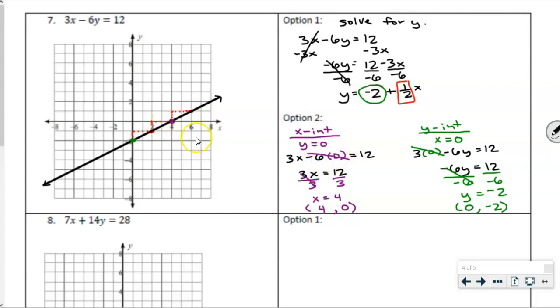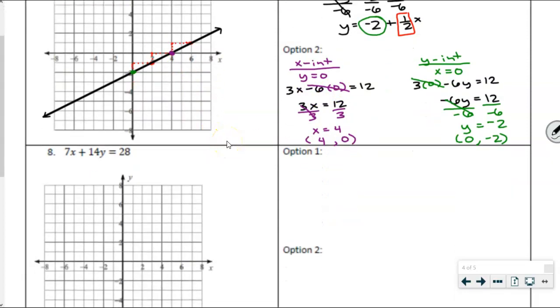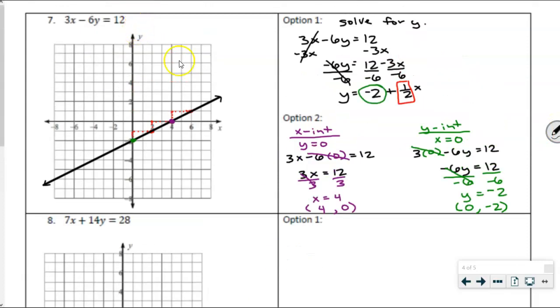Let's see, let me decide what to do. What if, just for fun, I decide, let's make the x value be negative 6. Will you guys do that with me? Just for fun, let's make the x value be negative 6. So let's go through that process. 3 times x, only x is negative 6, minus 6y is equal to 12.